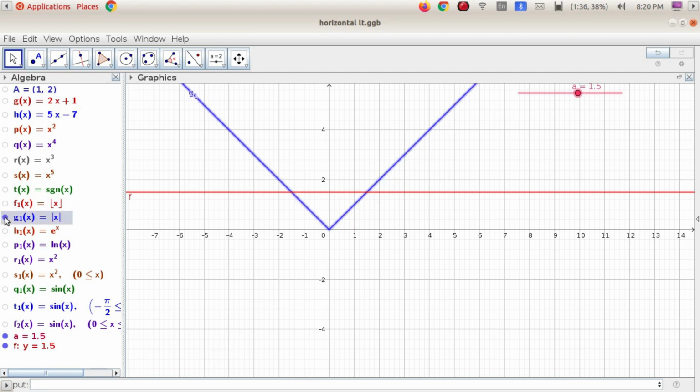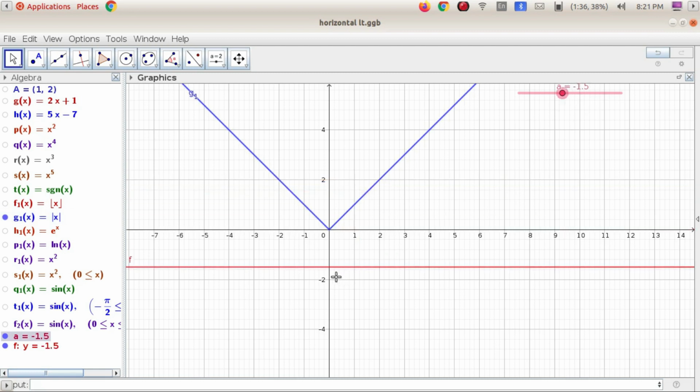Now consider the absolute value function, modulus of x. The horizontal line intersects at 2 points, so the function is not one-one. Modulus of 1 is 1 and modulus of minus 1 is 1, so the function is not one-one. Now when we move the slider, here the y value is minus 1.5. For this y value there is no preimage. This horizontal line does not intersect the given graph, so the function is not onto.